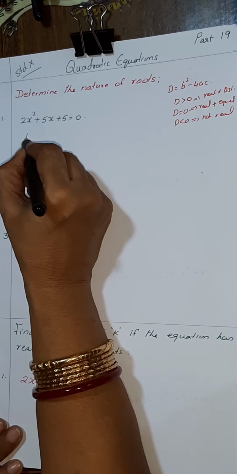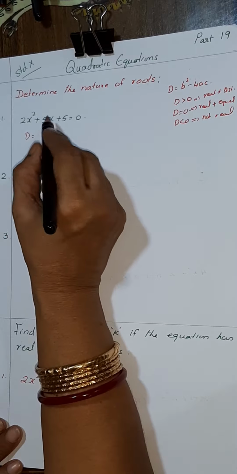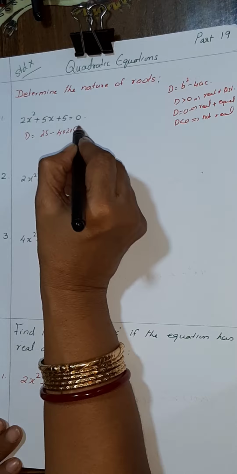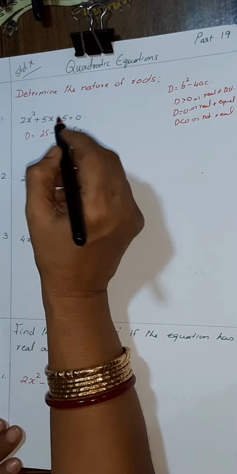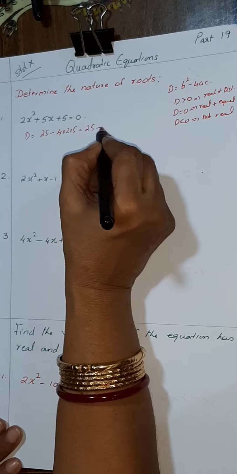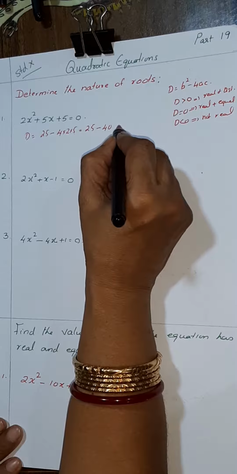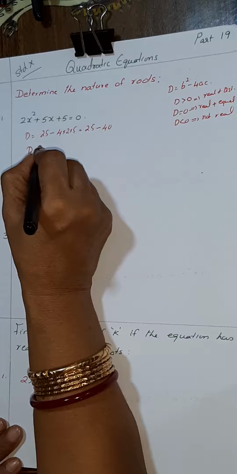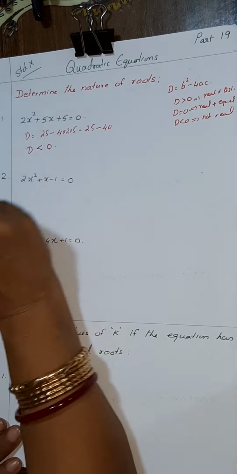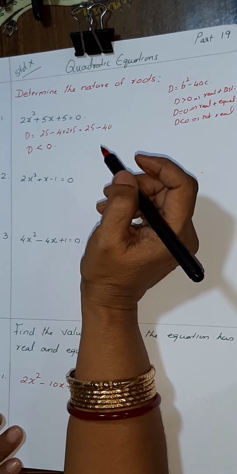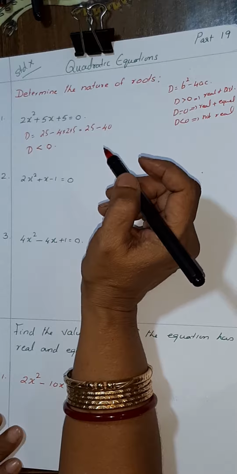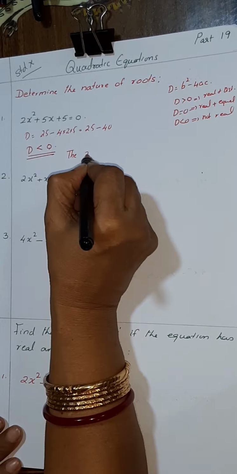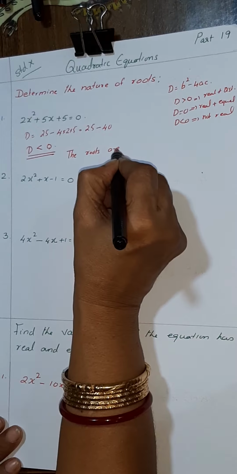Now we will find d is equal to b squared, which is 25, minus 4 into 2 into 5. So this is 40, 25 minus 40. So this is negative. So d is less than 0. So it is not real. The roots are not real.